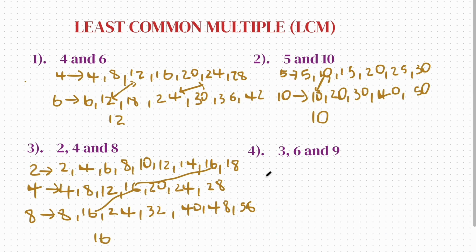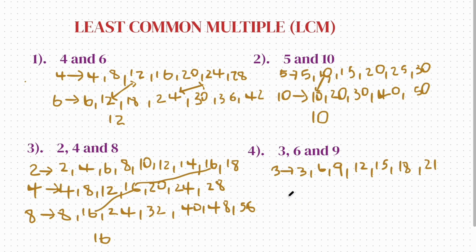We need to list the multiples of 3, 6, and 9. The multiples of 3 are 3, 6, 9, 12, 15, 18, 21, and I'm going to stop right there.